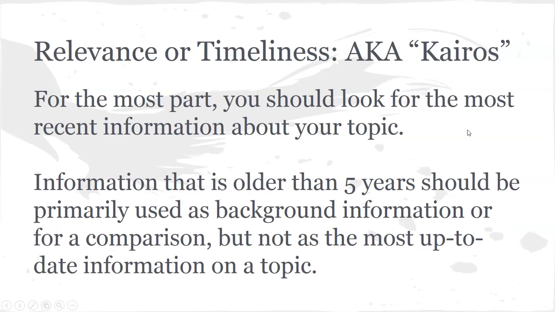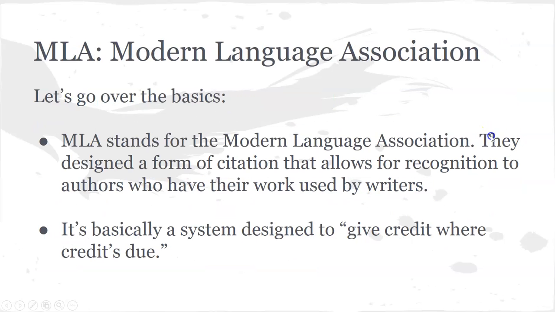And then finally, Kairos, which if you're in English 121, you've heard of ethos, pathos, and logos, which is your logic, emotions, and credibility. Kairos is timeliness. So again, as much as our digital age changes and updates, trying to get sources that are newer than 5 years is ideal, unless it's like background information, which can obviously be older.